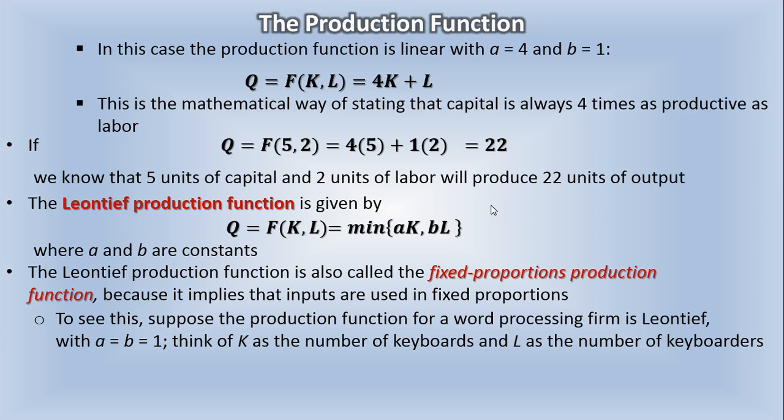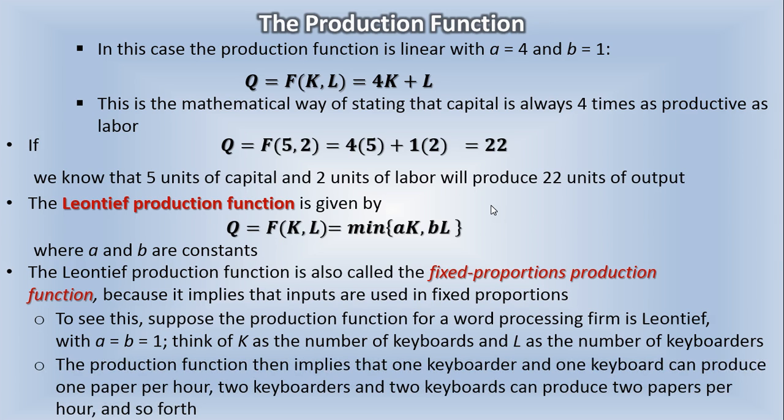Whereas, again, in the linear case, the inputs are perfectly substitutable. Just depending on their productivity, you'll have to adjust accordingly. But again, these are the extreme ends of the spectrum of the kind of production process that you could wind up with, and then we'll have the most common case that we'll be working with once we get past these 2 cases. So again, we're working with the Leontief production function. The production function implies that 1 keyboarder and 1 keyboard can produce 1 paper per hour. 2 keyboarders and 2 keyboards can produce 2 papers per hour, and so on and so forth.